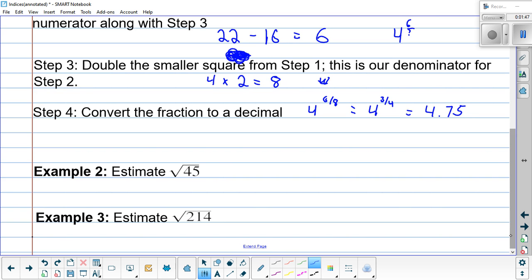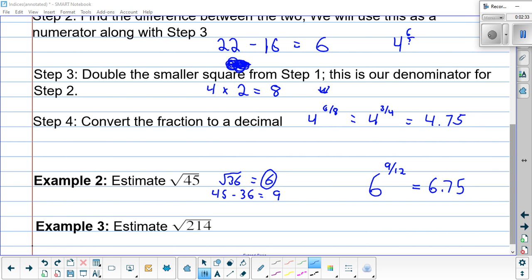Let's look at the next one, square root of 45. Here our smaller square would be root 36, which is 6. So we know it's going to start with 6. The difference between 45 and 36 is 9, so that is our numerator. Then we double our original number, this 6, and we get 12. And we find that we have 6.75.